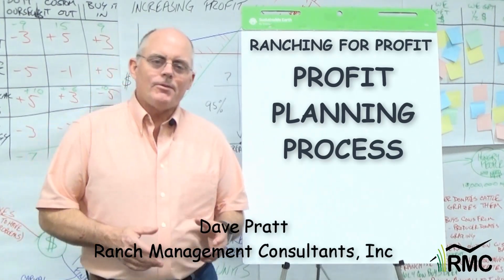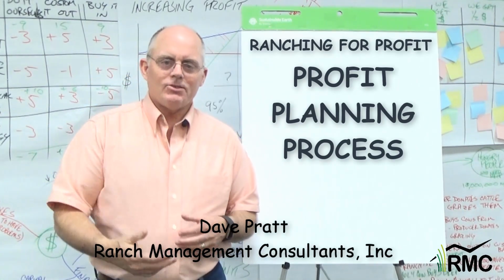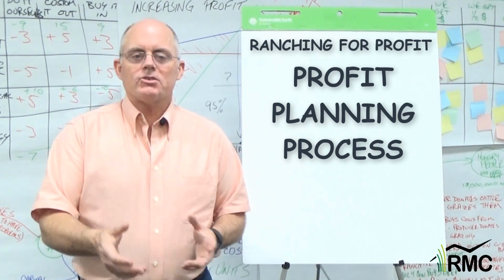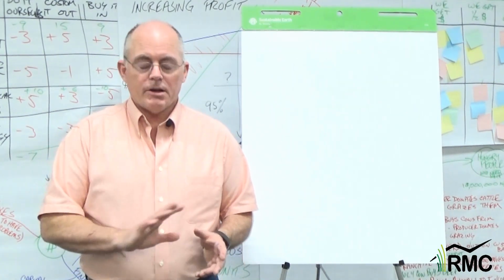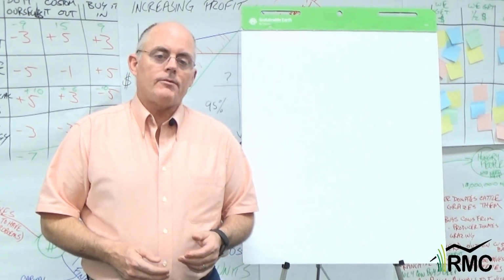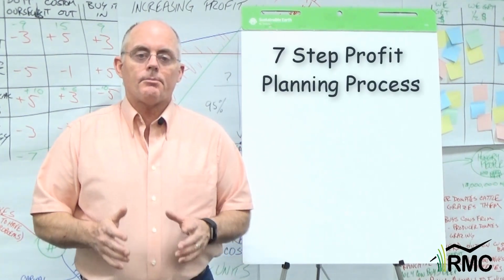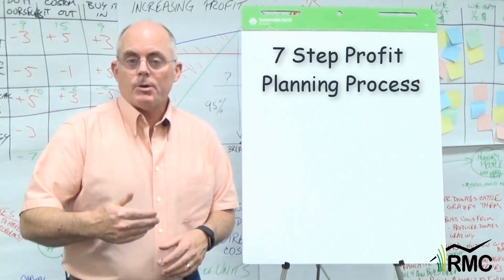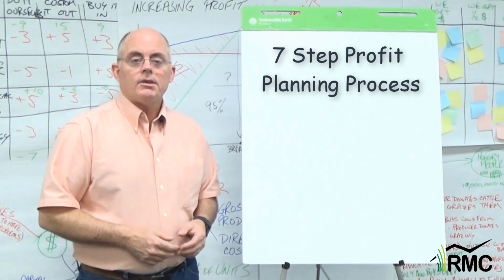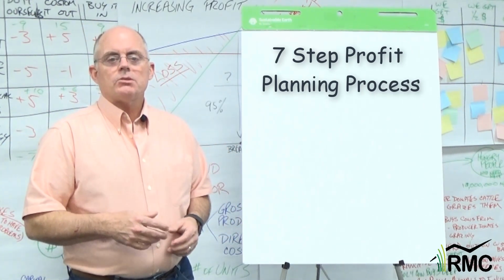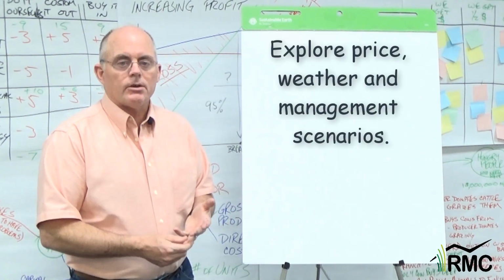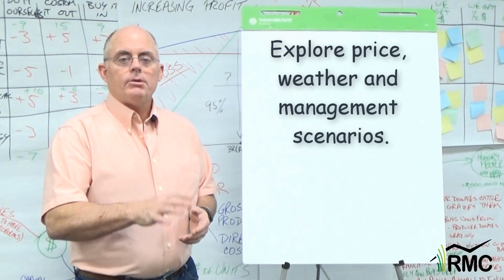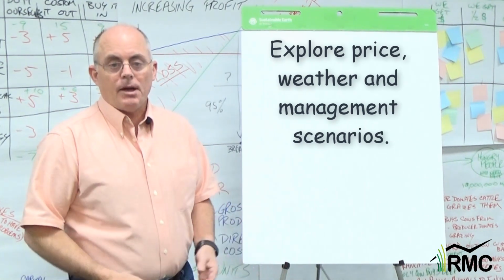Wouldn't it be nice to know if you're going to make a profit a year in advance? Well, that's what you do when you're ranching for profit. Now, I'm not saying that we have a perfect crystal ball or anything like that, but in the Ranching for Profit School, we do teach a 7-step profit planning process to project profit long before the year even begins. The process makes it relatively simple to explore different price, weather, and management scenarios, and to spot losses long before they occur so you can actually do something about them.